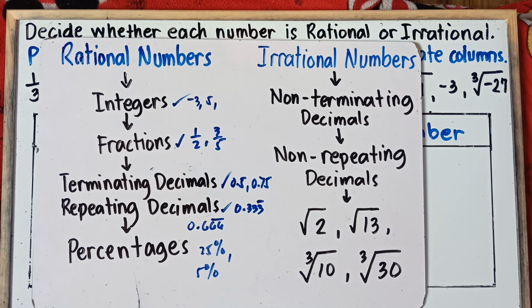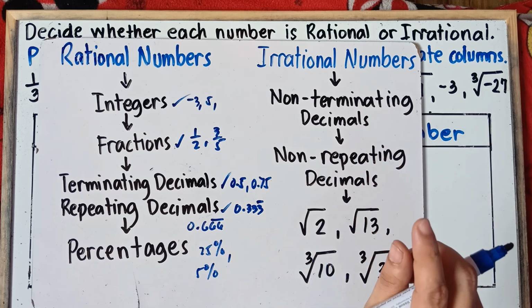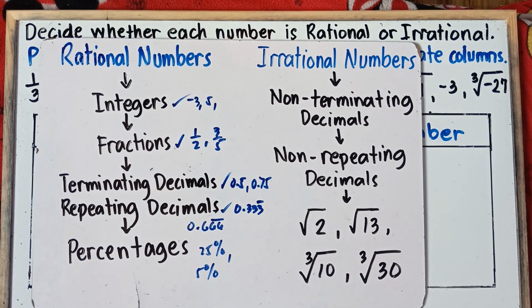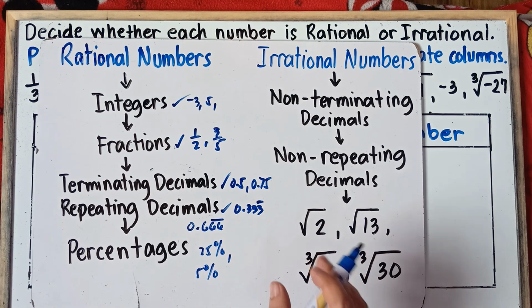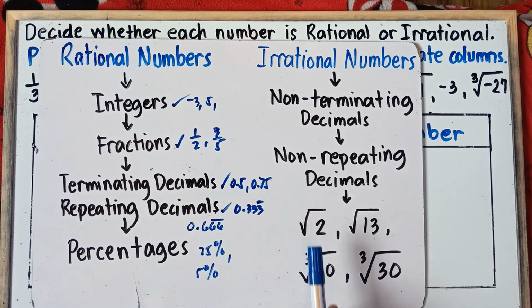Now let's talk about irrational numbers. What are those examples, sir? Irrational numbers, class, are non-terminating and non-repeating decimals. Examples are square root of 2, square root of 13, cube root of 10, cube root of 30, and many more. Sir, why do you call these non-terminating or non-repeating decimals? If you get the square root of 2, class, the answer is an infinite decimal.